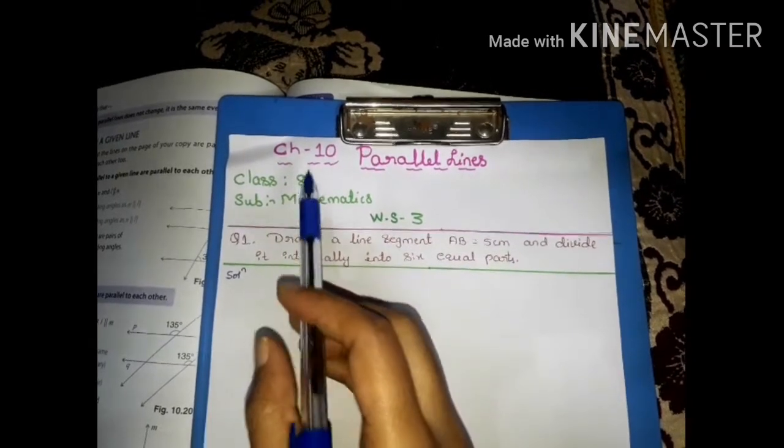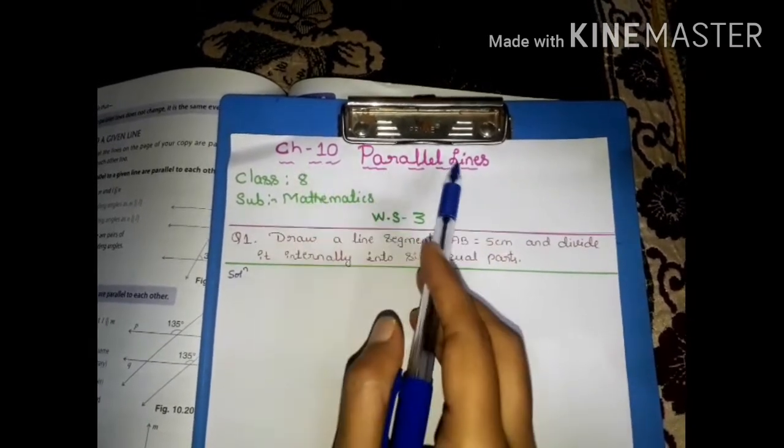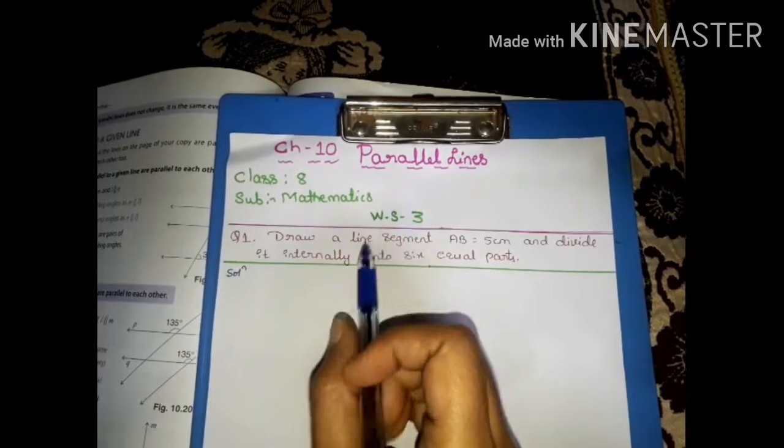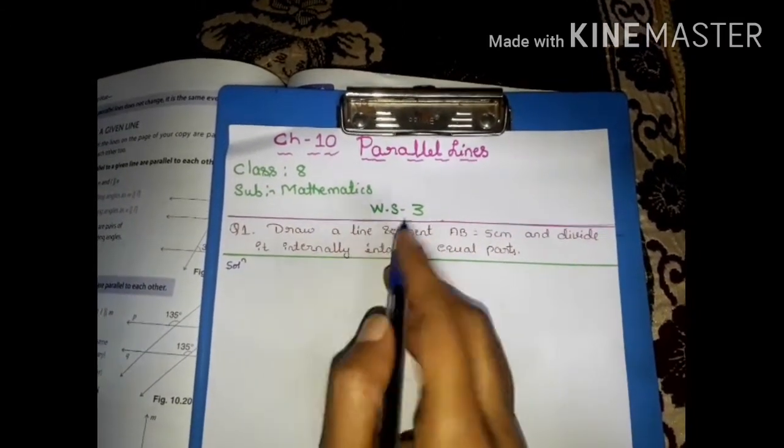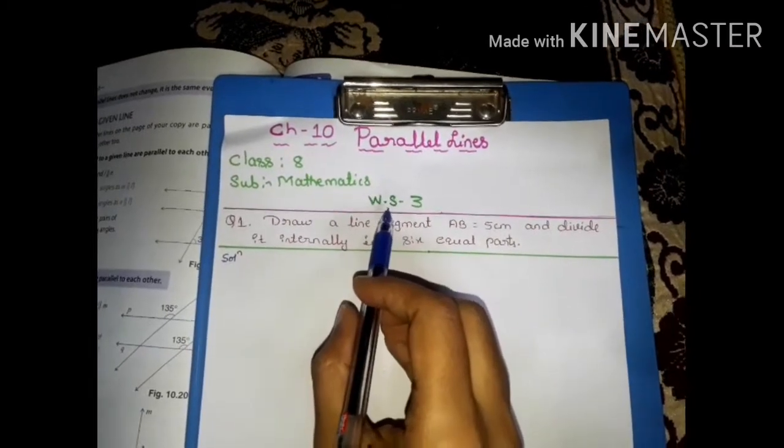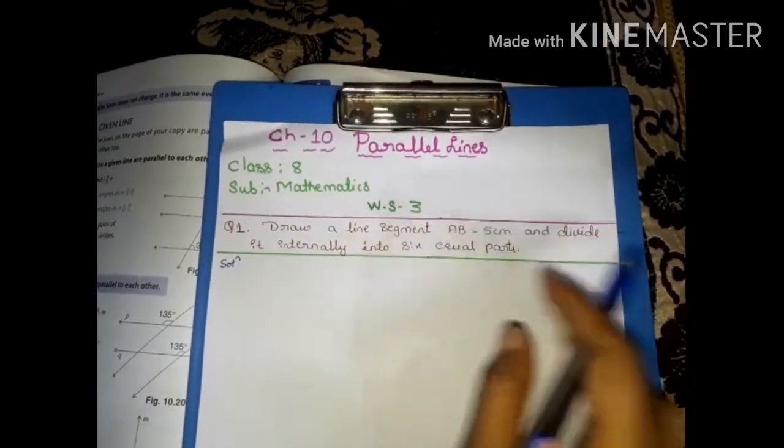In the previous session we started chapter 10, parallel lines. Under this we discussed worksheet 1 and 2. In today's session we are going to solve worksheet 3. Under worksheet 3, two concepts we are going to discuss.